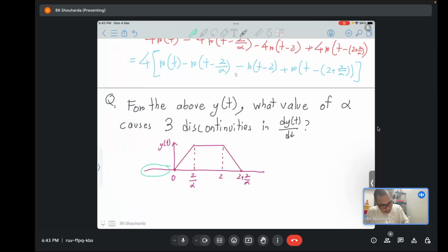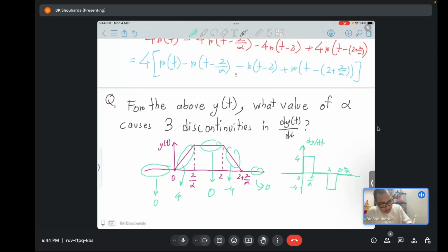This has a slope 0. This has a slope 4. This has a slope 0. This has a slope -4, and this has a slope 0. So it will be all in terms of unit step. You can write this also as a function of u(t). So it is 0. From 0 onwards you get 4 over here. At 2 alpha this drops to 0. At 2 it again goes to -4. Here it becomes 2 plus 2 upon alpha.